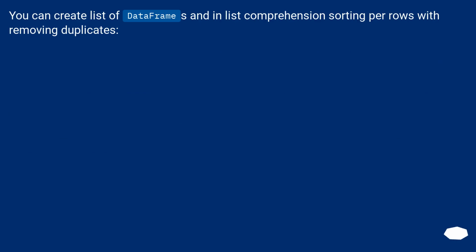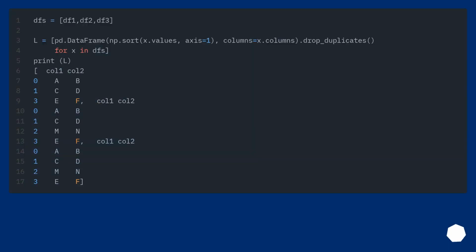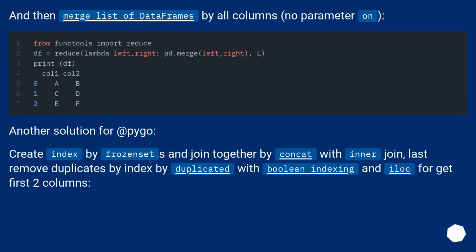You can create a list of data frames and use a list comprehension, sorting per rows and removing duplicates. And then merge the list of data frames by all columns, with no on parameter.